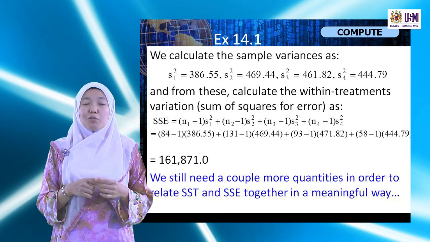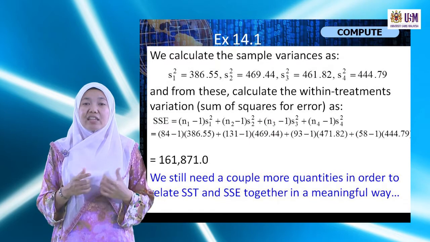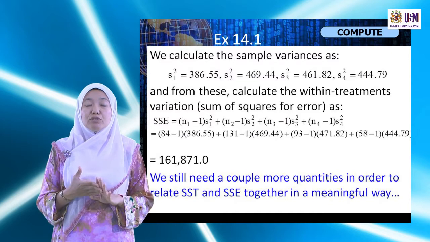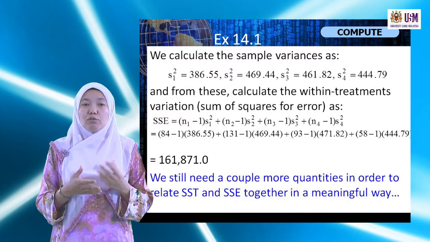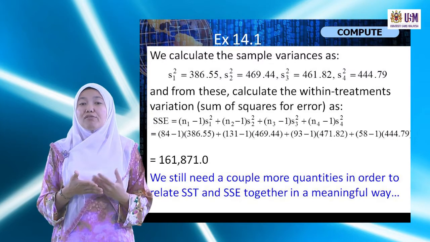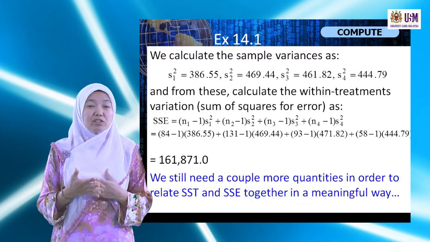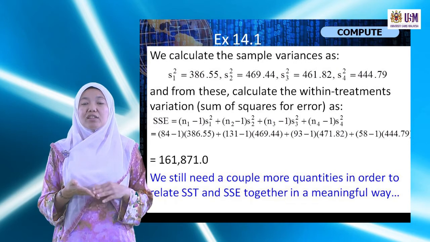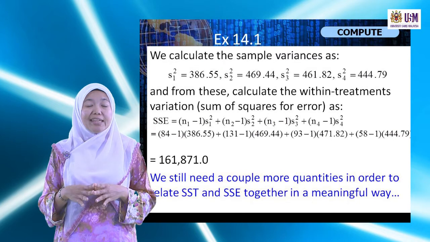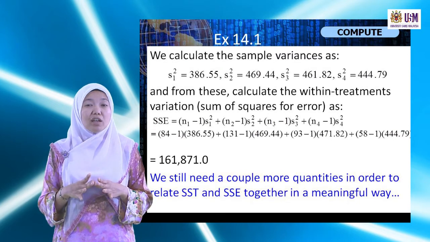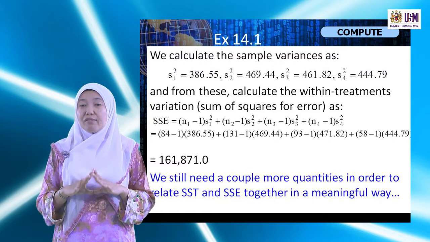From your computer, you can also calculate the sample variances respectively. The sample variance for the first group is 386.55. The sample variance for the second group is 469.44. The third group is 461.82. And the fourth group is 444.79.